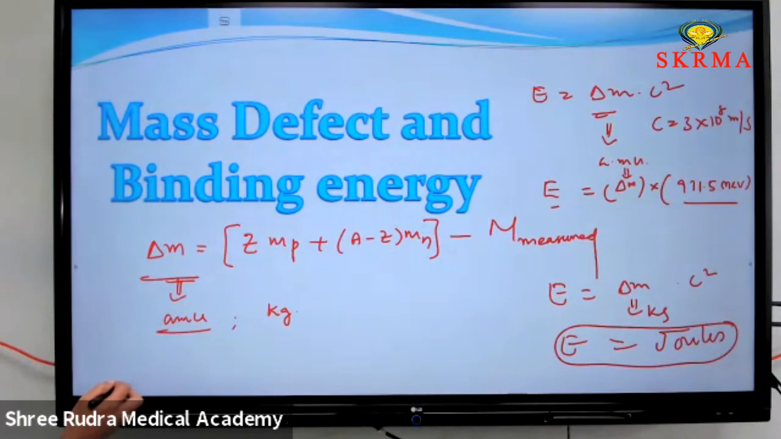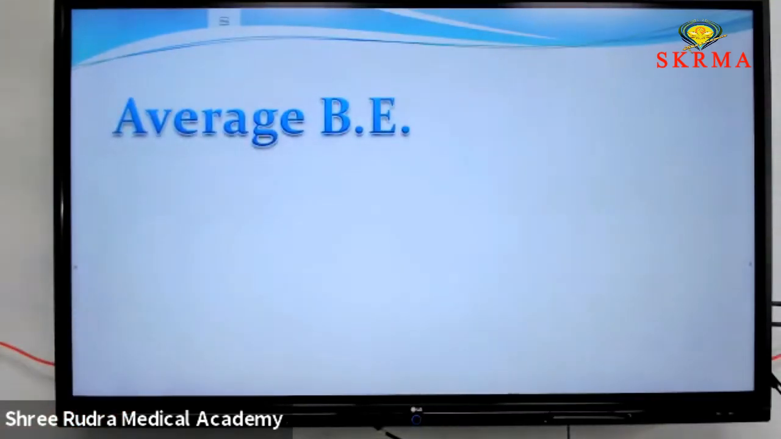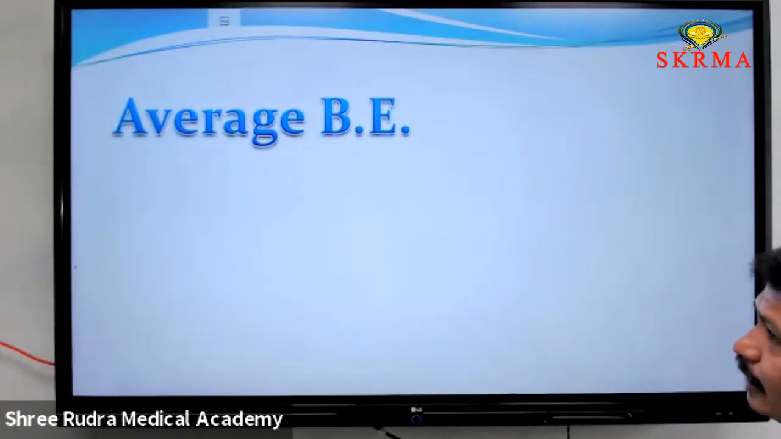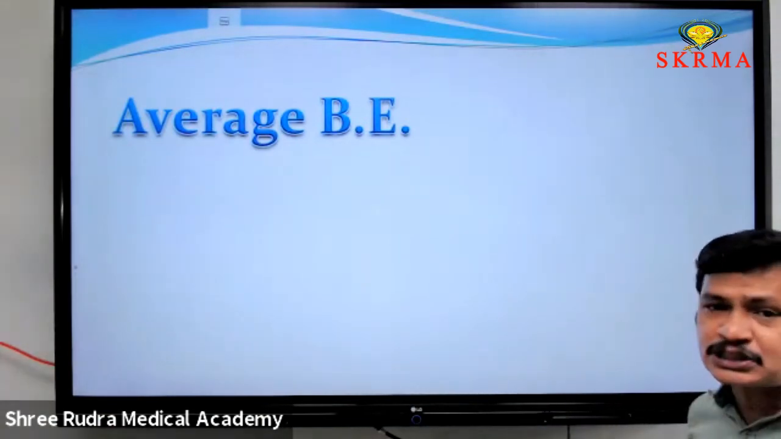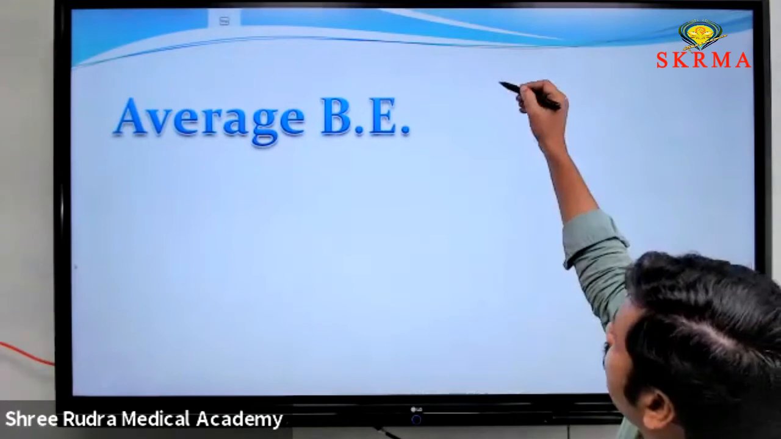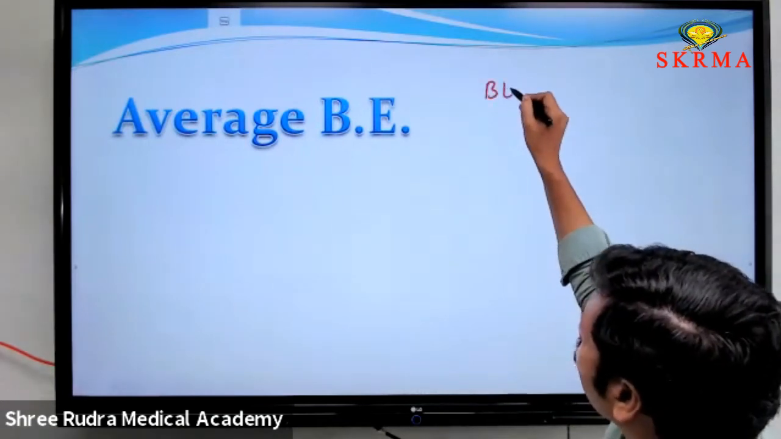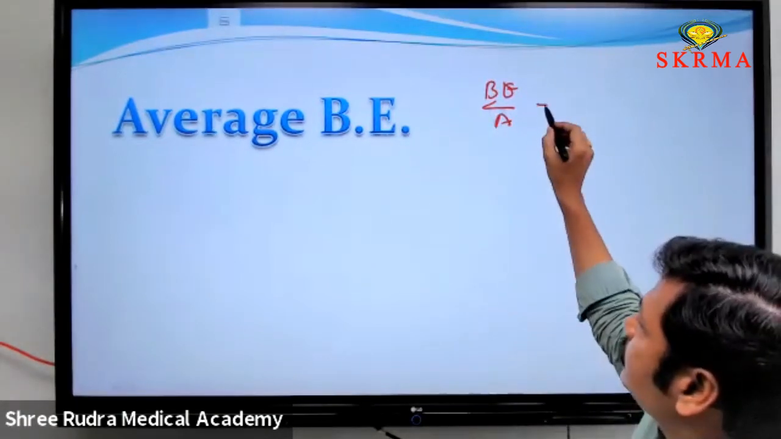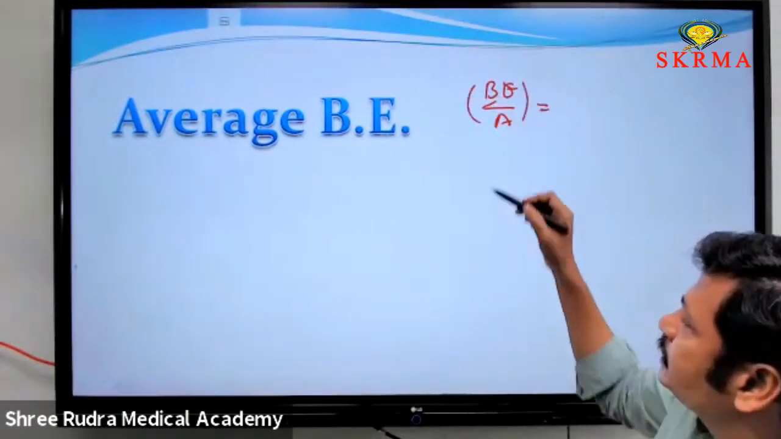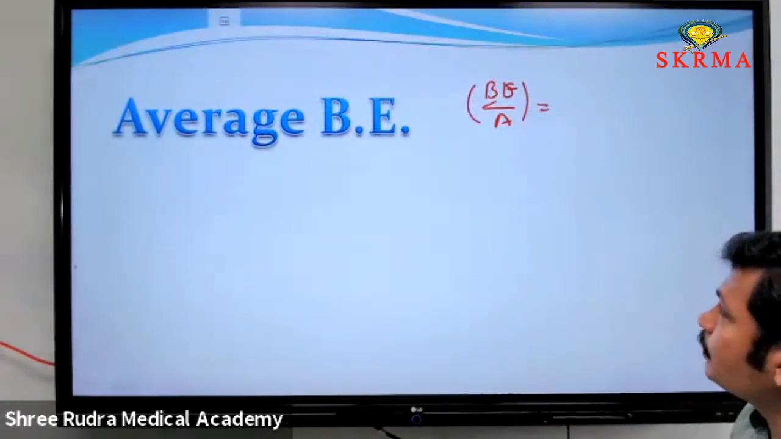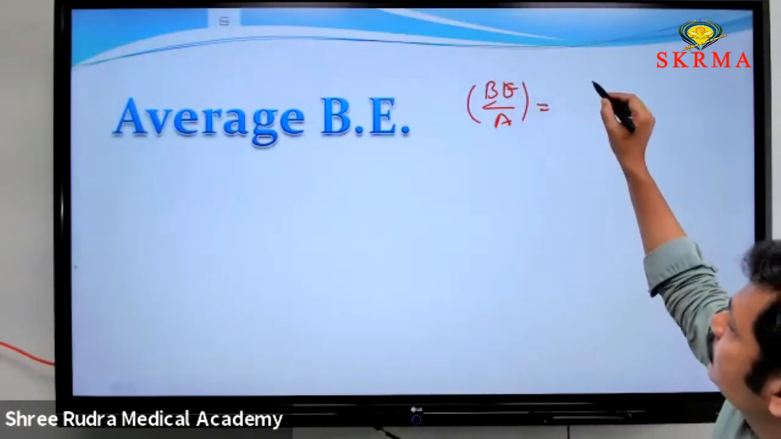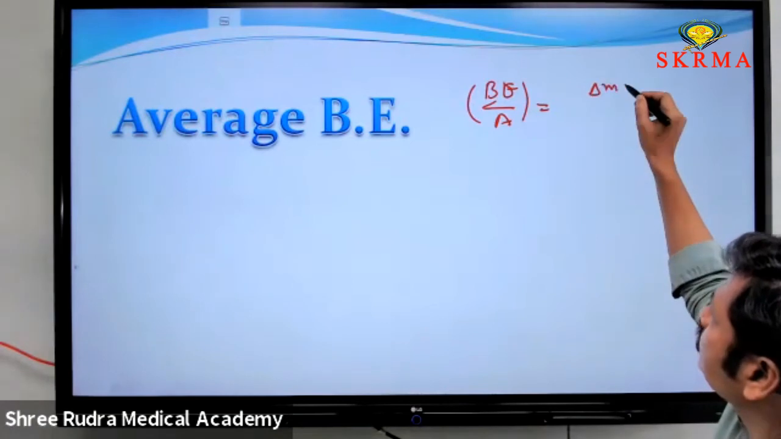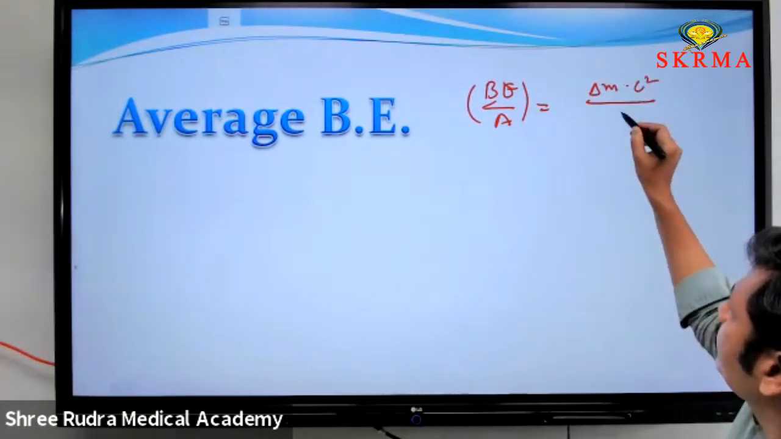Let us discuss the next one: average binding energy. This is very, very important. Why? Because generally we use the average binding energy to determine the stability of a nucleus. The binding energy per nucleon is called average binding energy, represented by BE by A. Binding energy per nucleon: the equation you can write is delta M into C square by A.